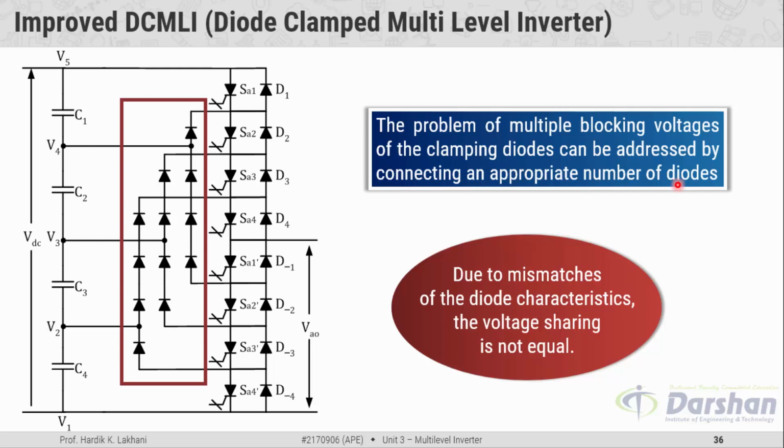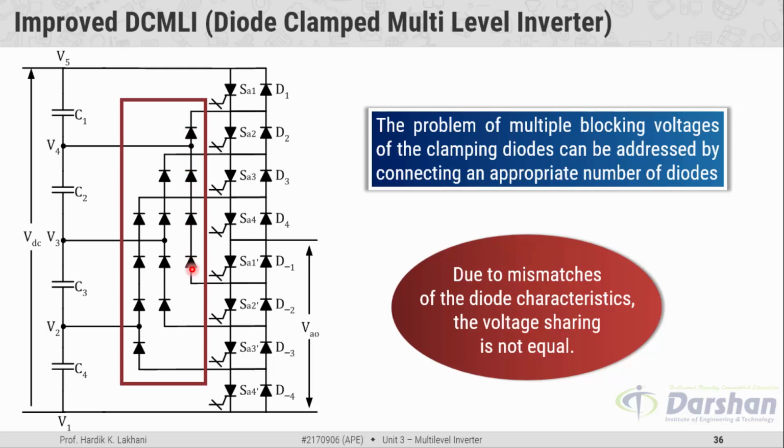So the requirement of clamping diodes for one leg of a 5 level DCMLI can be calculated with the expression m-1 into m-2. So the answer for the 5 level would be 12. So 12 clamping diodes are required to solve the problem like multiple blocking voltages of the clamping diodes. Then how to connect these 12 clamping diodes? Instead of having only 2 clamping diodes per string, we are going to use 4 clamping diodes.